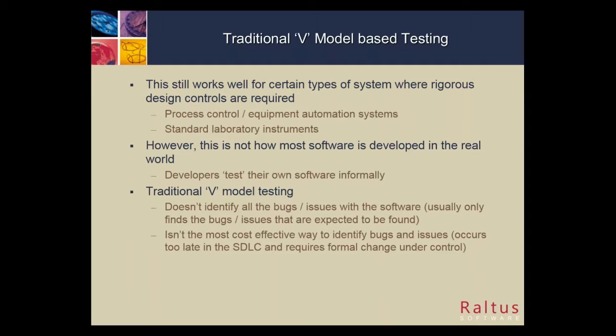One of the problems we have with the traditional type of testing, as we've seen, IQ, OQ, PQ, after all the code is finalized, is that it doesn't necessarily identify all of the bugs or issues in software. Typically, we only find the bugs and issues in the software that we expect to find.